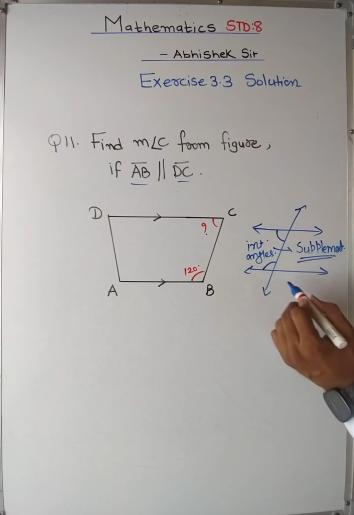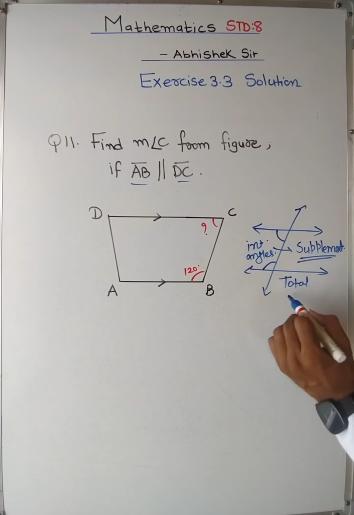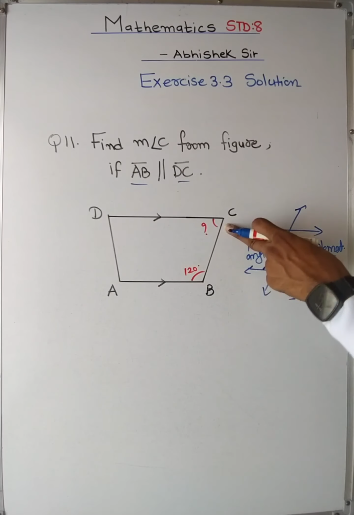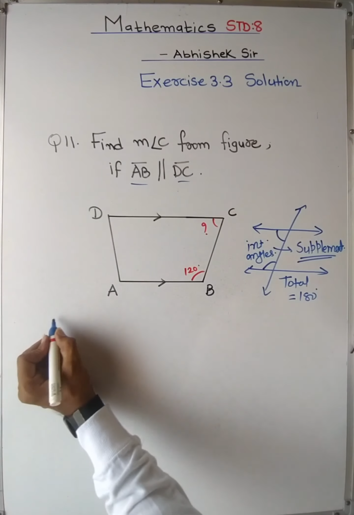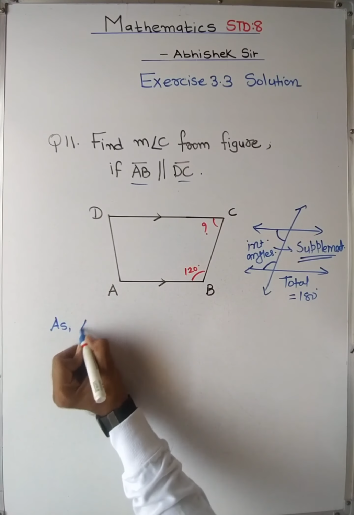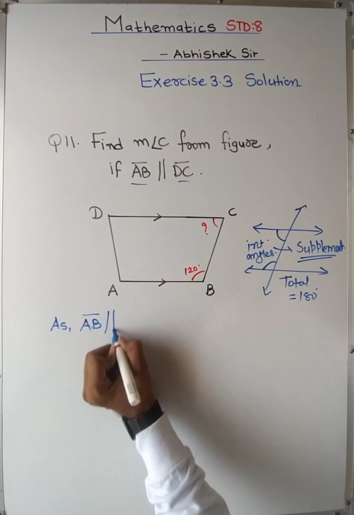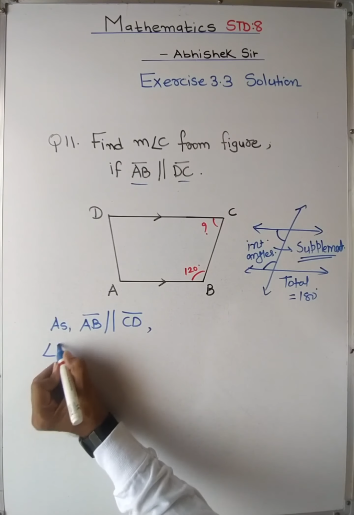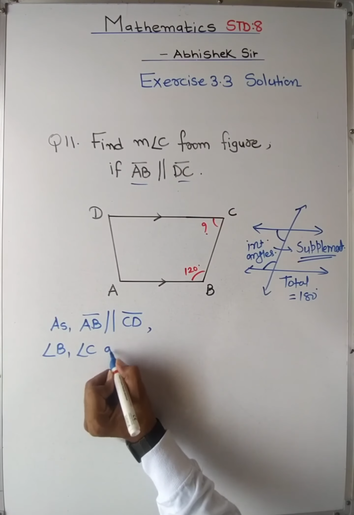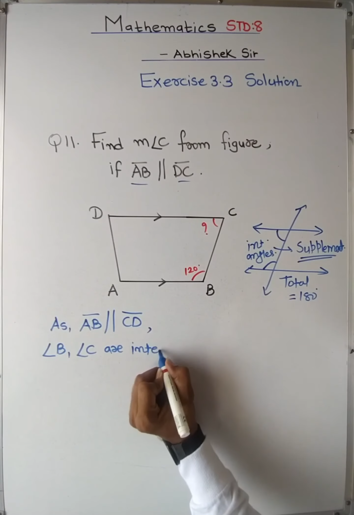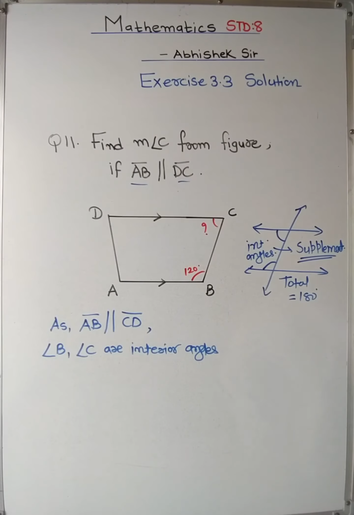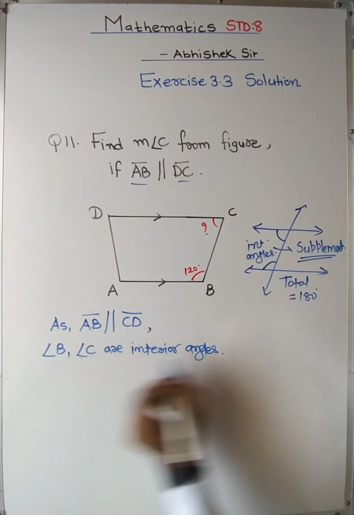Now what do you mean by supplementary? Their total will be equal to 180 degrees, right? So if we know this concept, we can easily find out angle C. So you will write as: AB is parallel to DC or CD, angle B and angle C are interior angles, right? And if they are interior angles, they are supplementary.